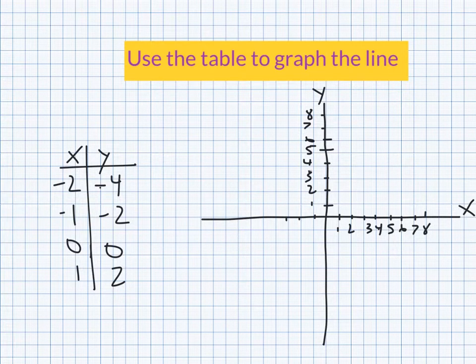And then I could also label my negatives. Oh, I did a bad job. Let me erase and fix it.